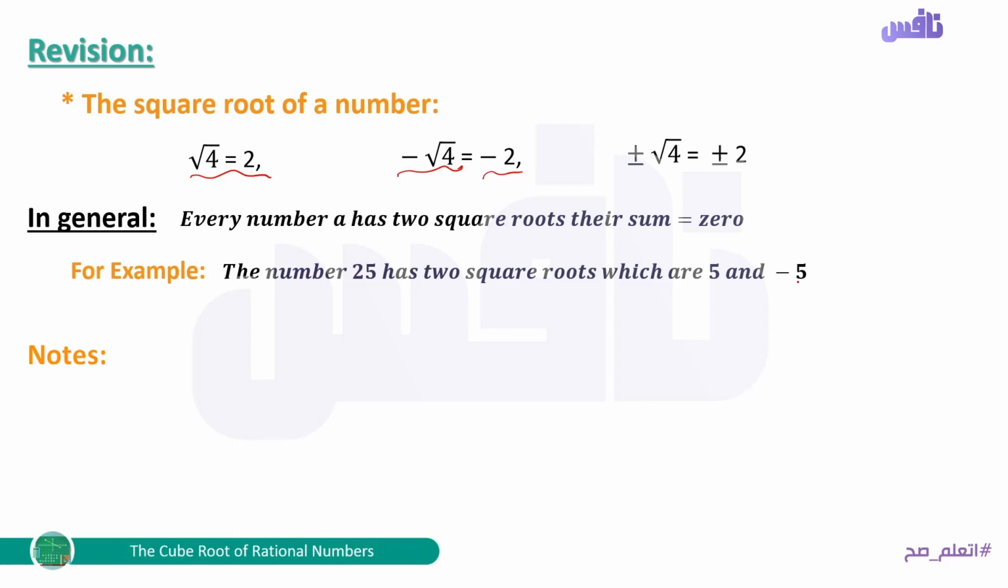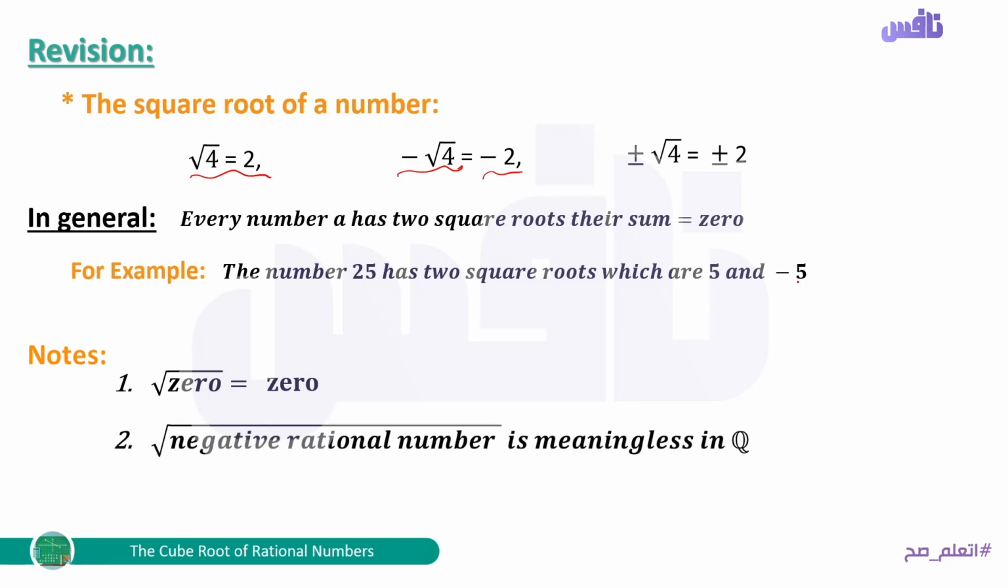We have some notes. Number 1, square root 0 equals 0. So the number 0 has only one square root. It has no two square roots because, as we said, the number 0 has no sign. It is neither positive nor negative. So it has only one square root.